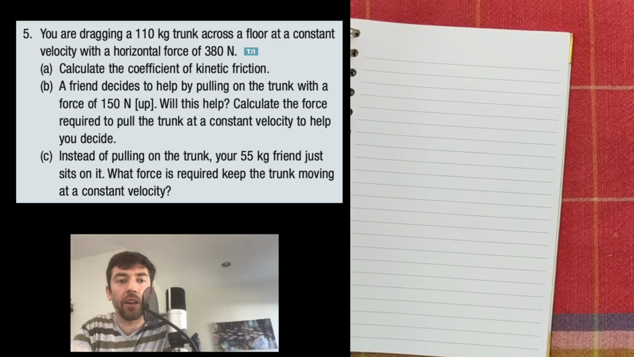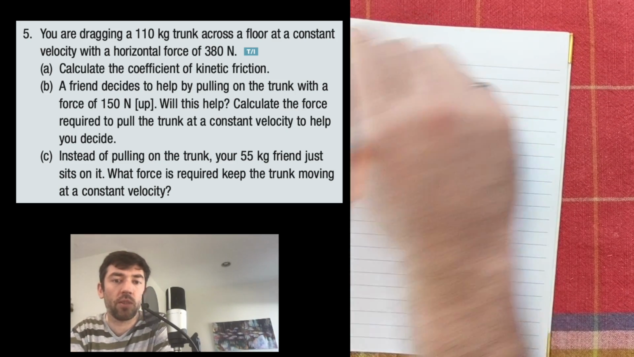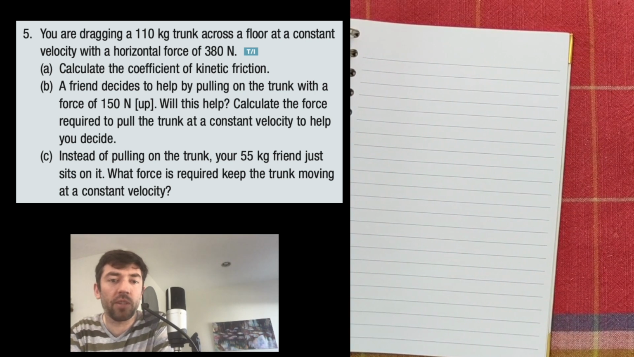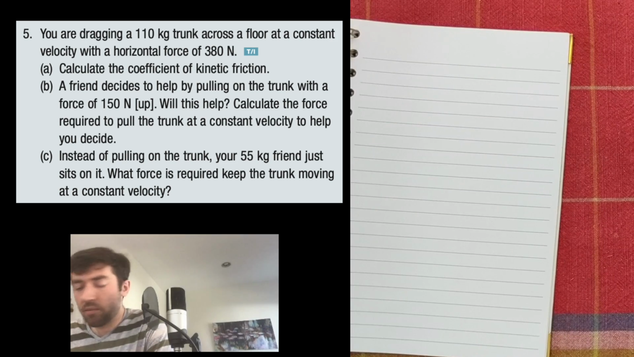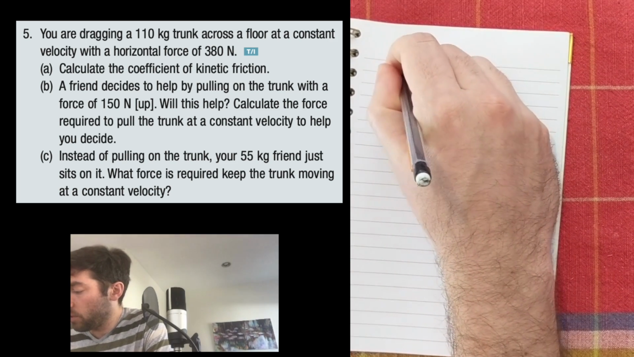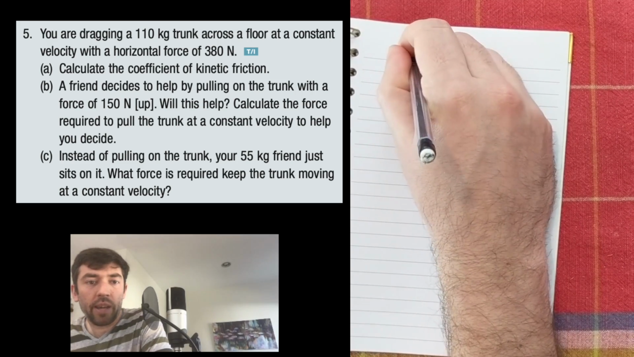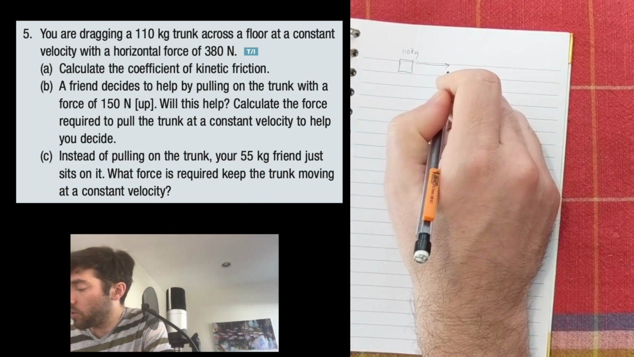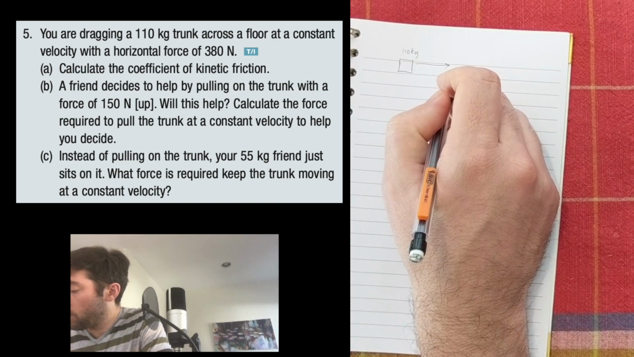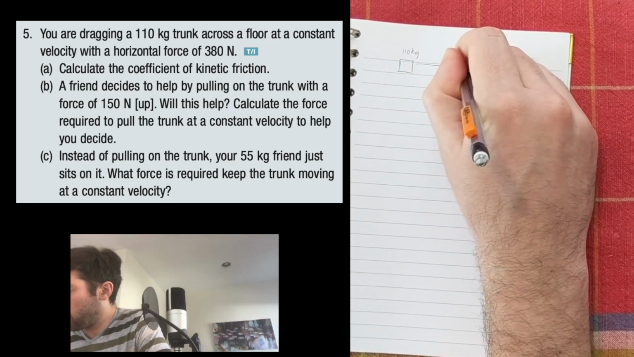You are dragging a 110 kilogram trunk across a floor at a constant velocity with a horizontal force of 380 newtons. Okay, that's not too complicated actually. Maybe this question isn't so bad. So we've got a 110 kilogram trunk being dragged to the right, and the force is 380 newtons. That's not a free body diagram. That's just a system diagram, or I forget what it's called.